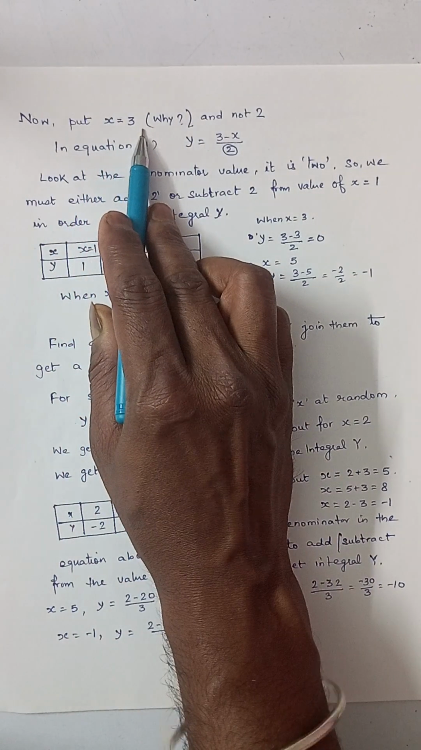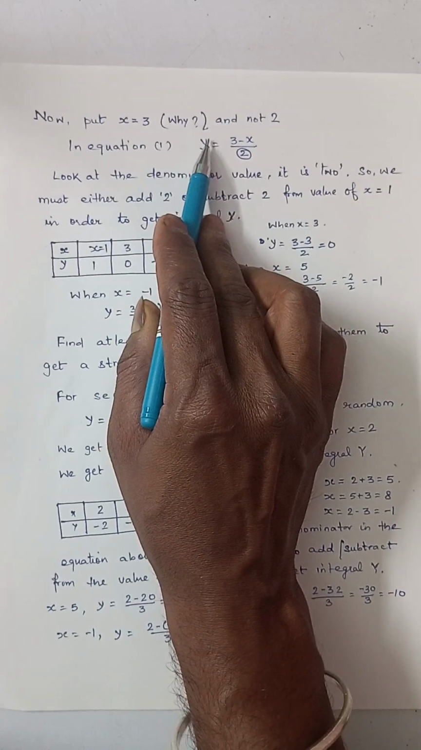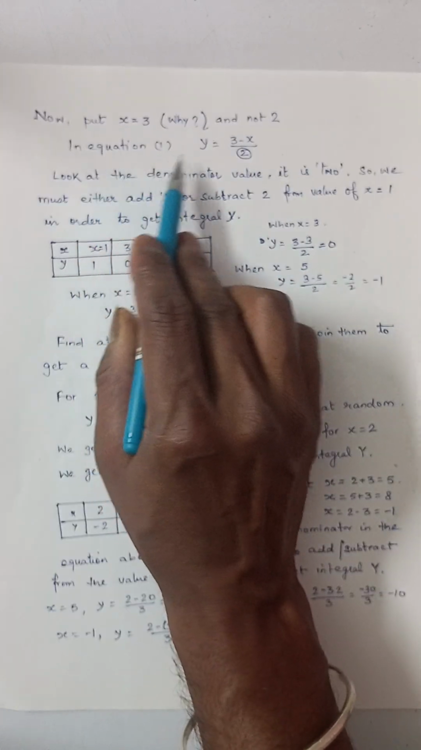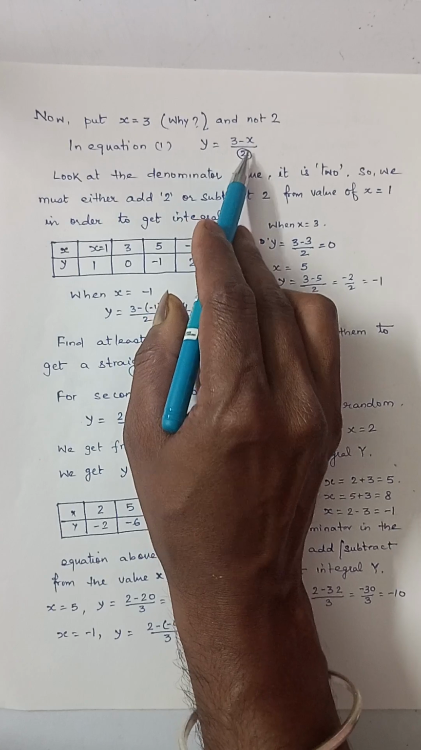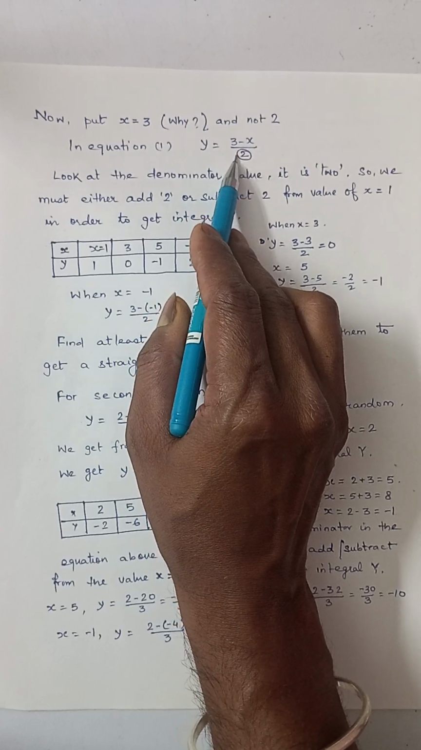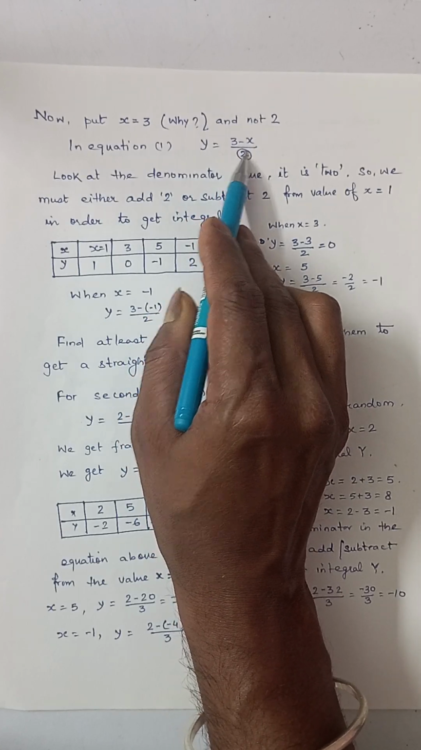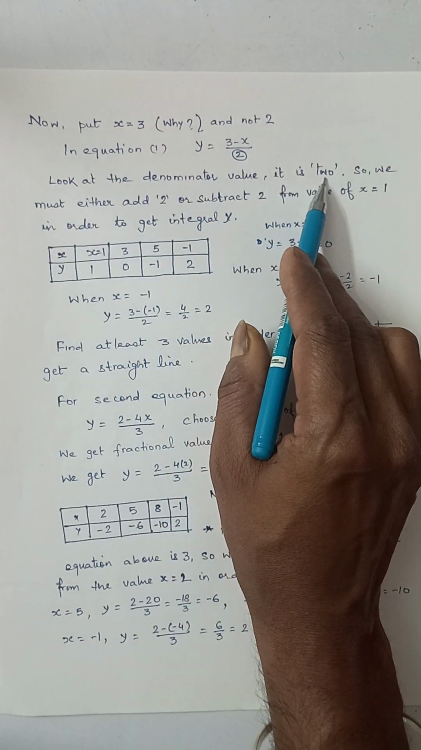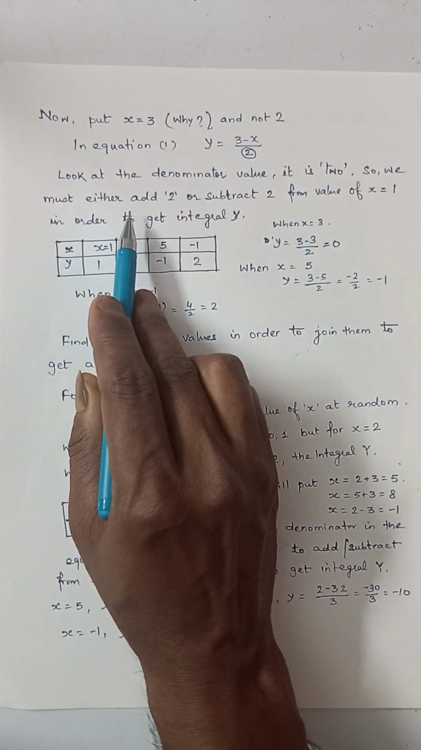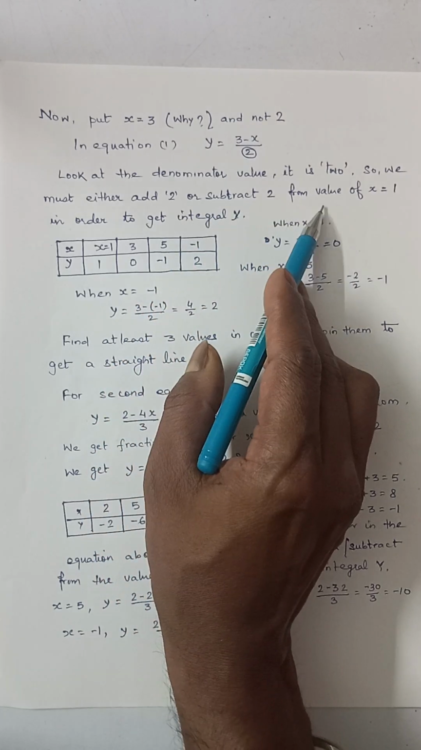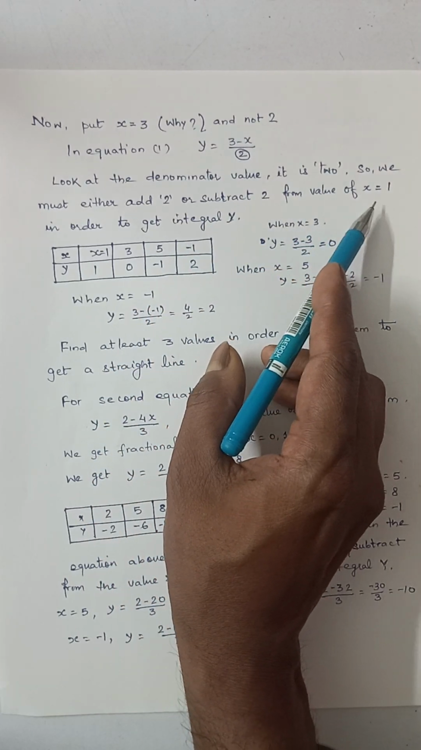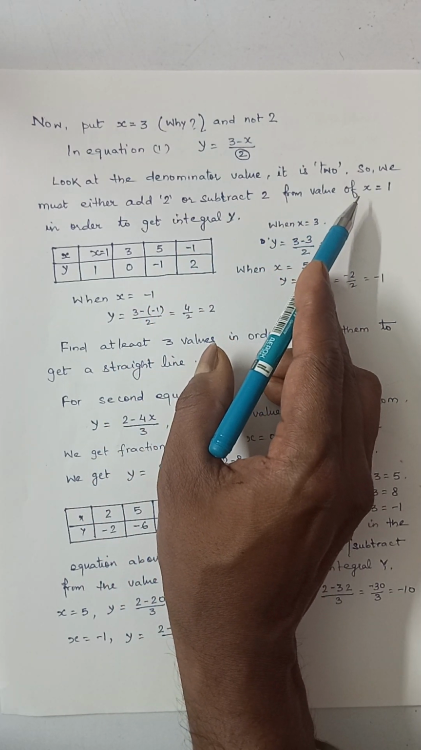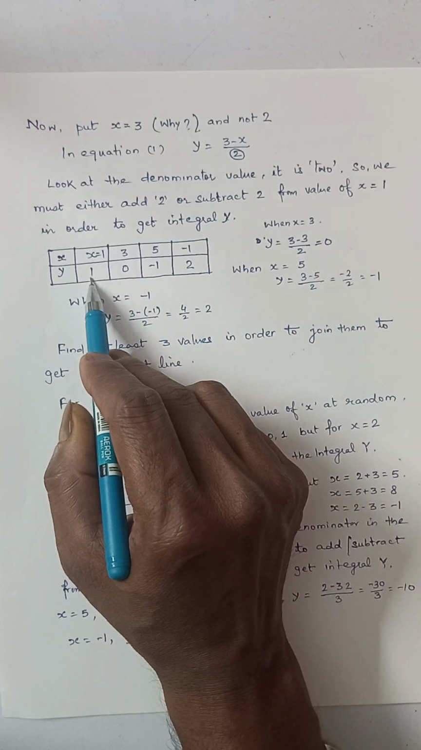Now put x equals 3, but y is not 2. In equation 1 we have seen y equals (3 minus x) by 2. Now this number plays a very significant role over here. Look at the denominator value. It is 2. So we must either add 2 or subtract 2 from the value of x equals 1. We have got the solution for x equal to 1 as y equals 1, an integer.